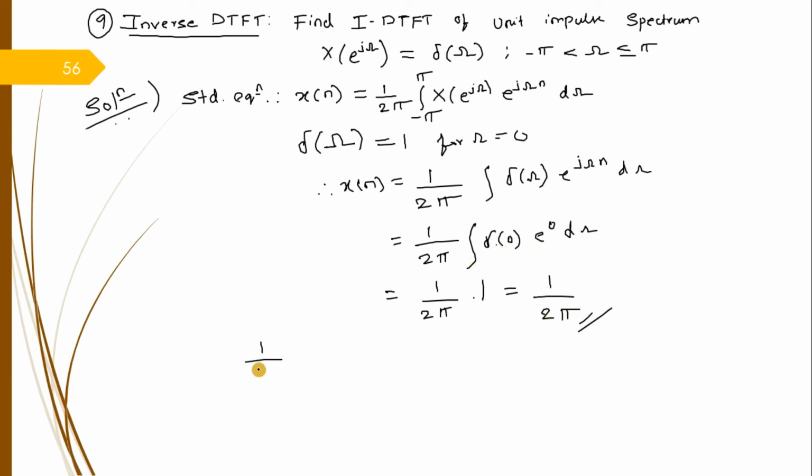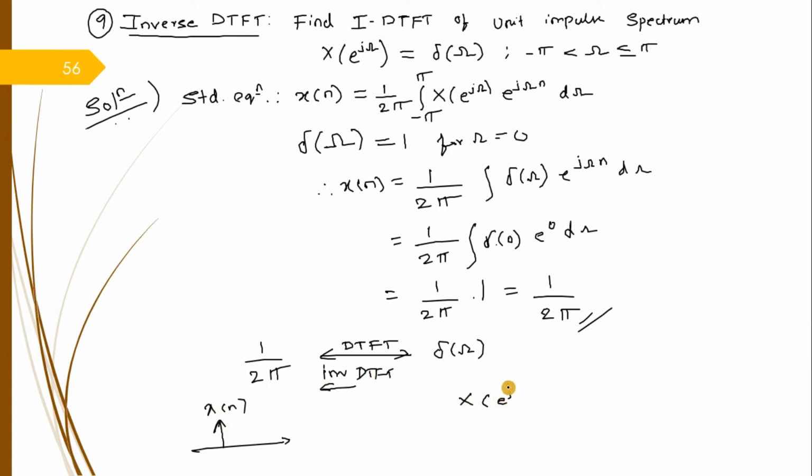So remember, if 1 by 2 pi is a time domain signal, then if you take the DTFT in the forward way, you'll get delta of omega. If you take the inverse DTFT, you'll get the other way. So remember this. If I want to plot the graph, so it would look like this. X of e raised to j omega, if it is delta of omega, you get 1 by 2 pi as the answer. So this is how you get it.